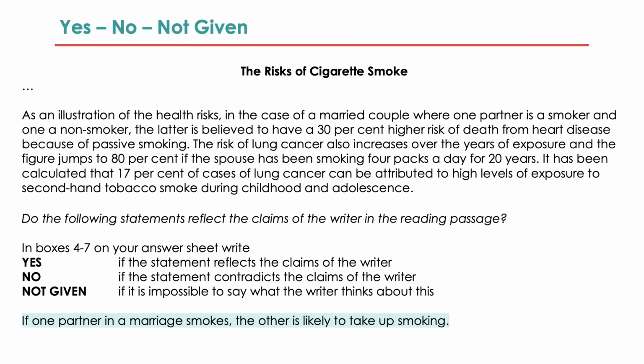Now try to solve this yes, no, not given question. The statement is, if one partner in a marriage smokes, the other is likely to take up smoking. Please pause the video now.